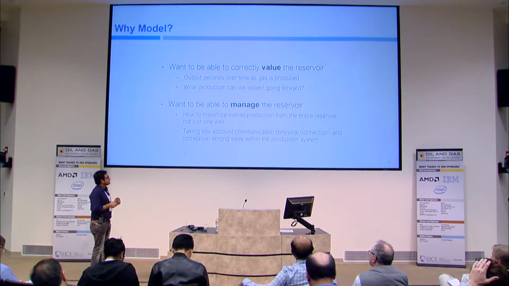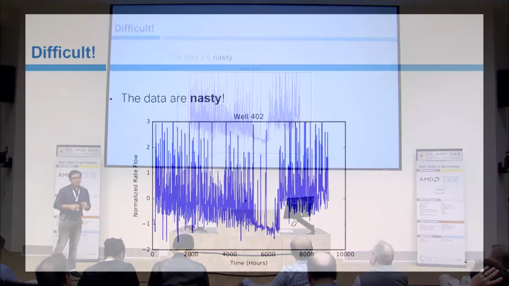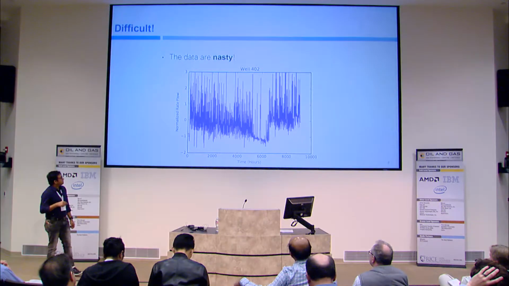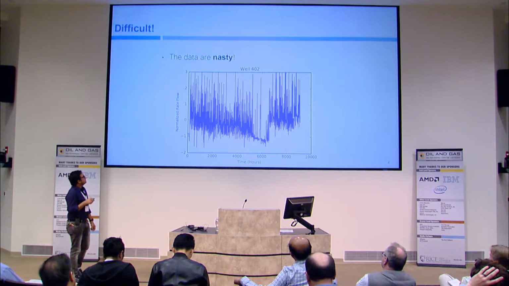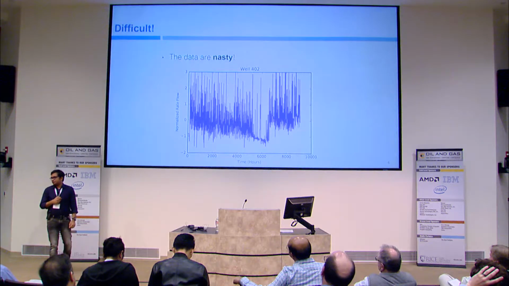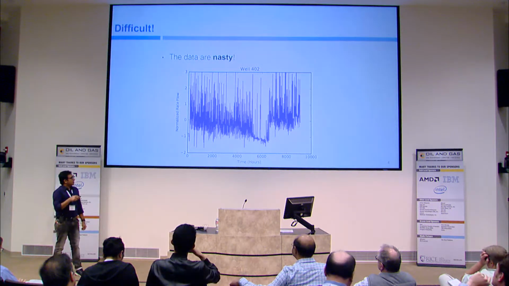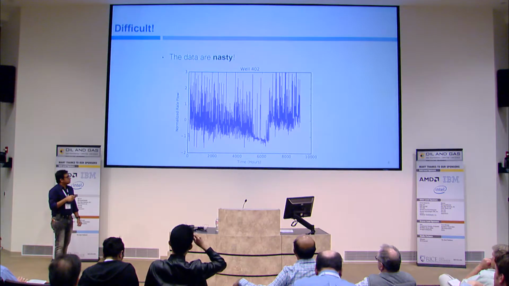So it tends to be a hard problem, and we can see why from a plot like this. This plot is extracted from the output flow rate of one of the wells from one of the data sets that we have. And this is the normalized flow rate. Therefore it has a mean of 0, and it is capped at a standard deviation of 3. So you can see here that the values fluctuate a lot, right? And I don't need to probably convince you that this is a hard thing to approximate or to even model.